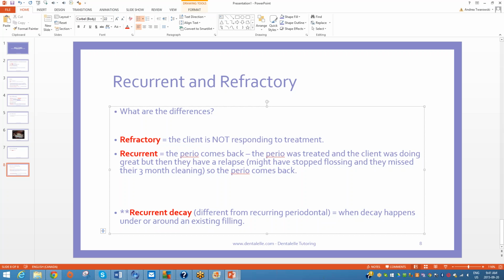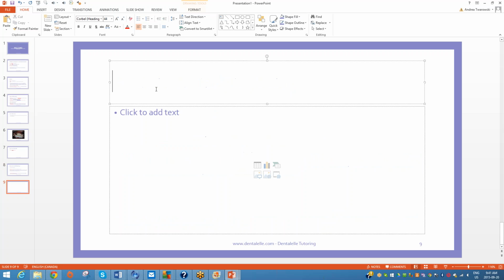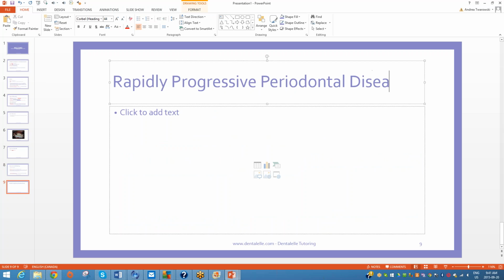Do you guys know the difference between, I left myself a note here, rapidly progressive perio? What is this? Do you guys know this? Periodontal disease. What is this? Because I find a lot of students get this wrong, so I wanted to talk about it. Since we're talking about perio, this is a good time to talk about it. So what is rapidly progressive periodontal disease?